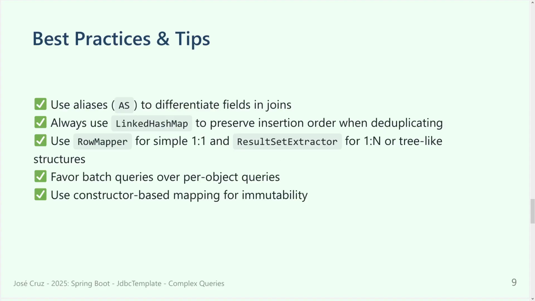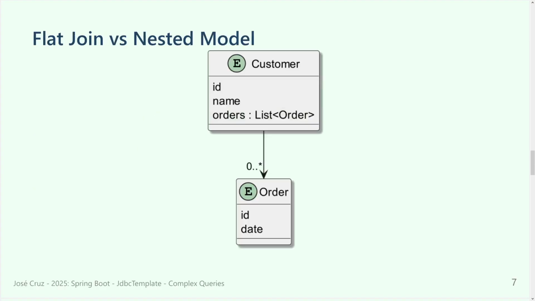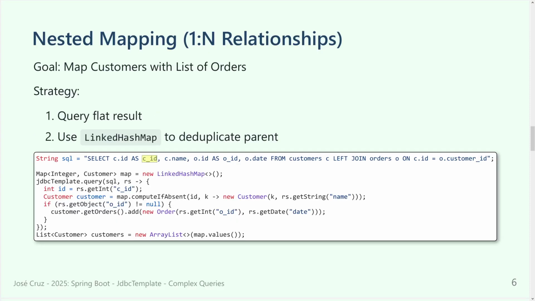Okay, always use LinkedHashMap because it preserves the insertion order when deduplicating. Use RowMapper for simple one-to-one and the ResultSetExtractor or another mechanism for one-to-many. The ResultSetExtractor means that it will give me the full result set. It's a different approach, but it works also. It's what I'm talking about, and you can see in my previous video where I explained the multiple RowMappers that you have. For instance, here we are receiving this result set, but it's a callback. You can see there is no return here.